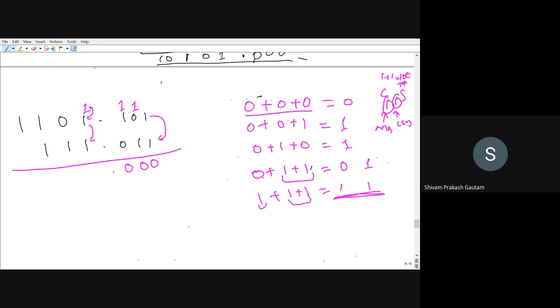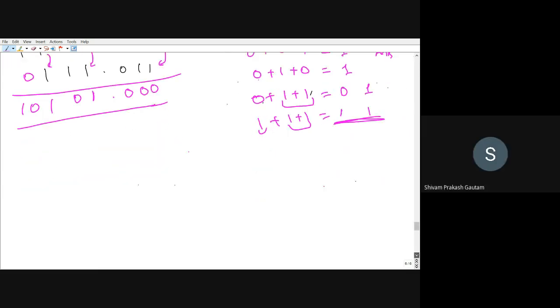So 1 plus 1 plus 1, the sum will be 1 and carry will be 1. Again 1 plus 0 plus 1, it will be 10, 0, and 1 will go above. 1 plus 1 will be equal to 10 plus 1 will be equal to 11. So 1 will be here and 1 will be here. So 1 plus 1, finally we are having 1 plus 1 will be equal to 10. Is it okay? Yes, sir. Thank you, sir.